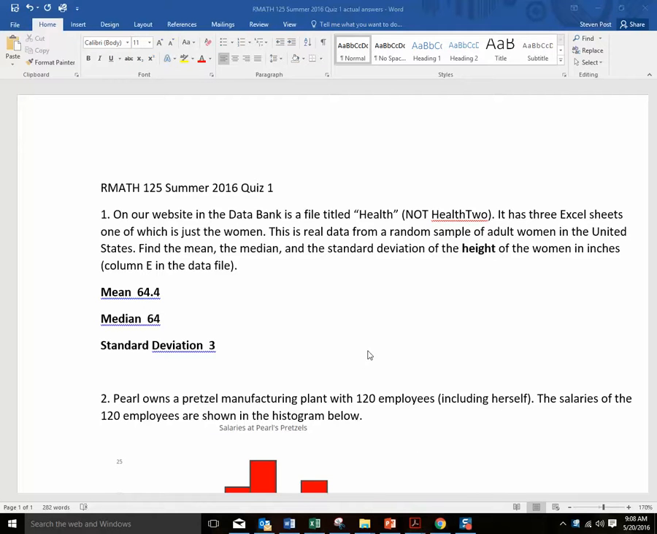Some of you struggled a little bit more than I'd expected on this first quiz, so I just wanted to go through it in detail and show you how to do these problems so that you won't make those mistakes again. So our first question asks you simply to find the mean, median, and standard deviation of adult women in the United States, or from a sample of adult women in the United States. So we're only looking at the women.